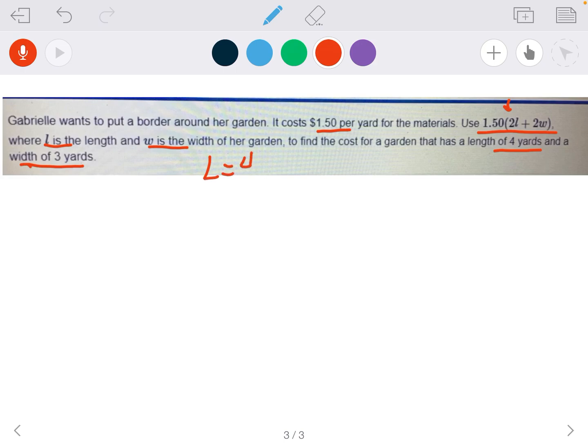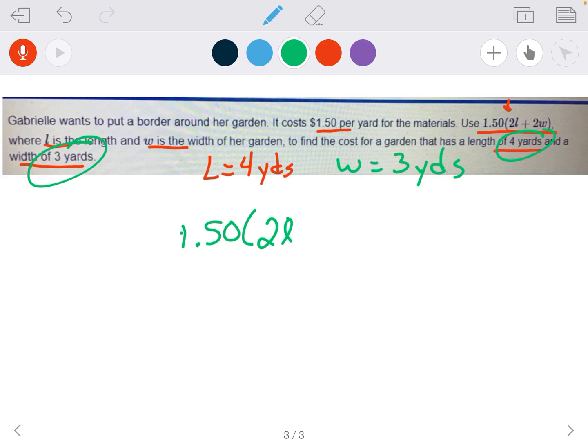So L, the length, is going to be 4 yards, right? That's what it tells us. The width is going to be 3 yards. That's what it tells us right here in the problem. 3 yards and 4 yards. So now what do we do? You write the formula out: 1.50 times the quantity 2L plus 2W. Next, you have to fill in the variables. L goes here, it's 4, and then your W, your 3 is going to go here.